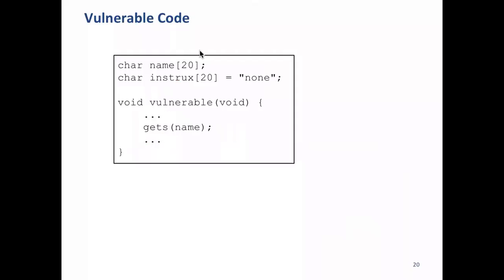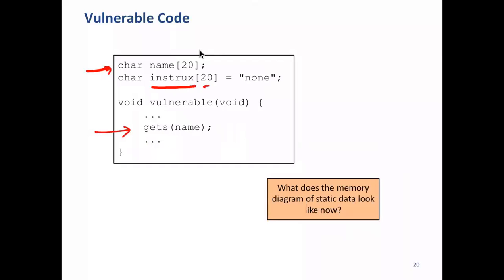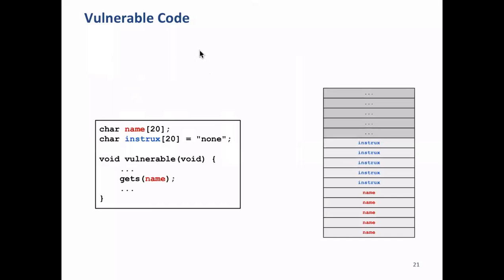So this is the same. There's name, an array of size 20, and there's another array called instructions, also of size 20, and then we assign this the value none. It means there is an instruction, and maybe the program logic is something like this: if the value of this is none, then do nothing. All right, now you run gets name. So what will happen?